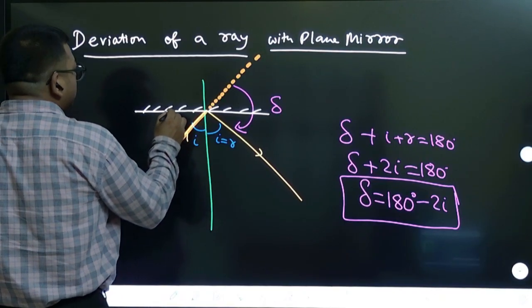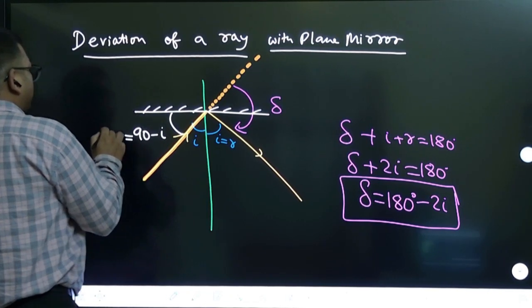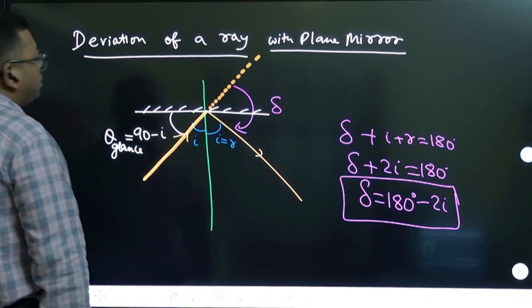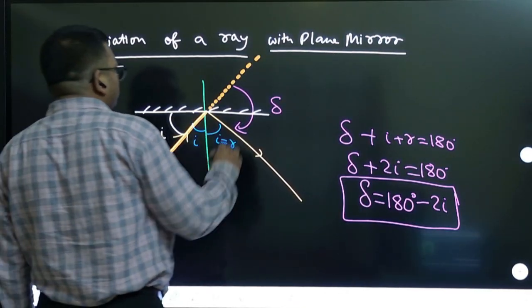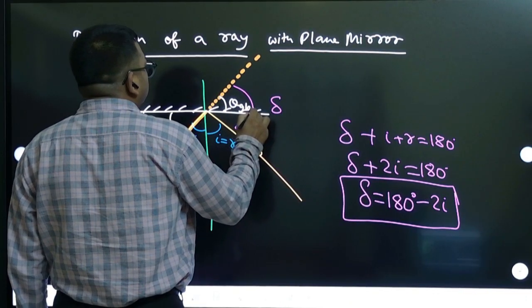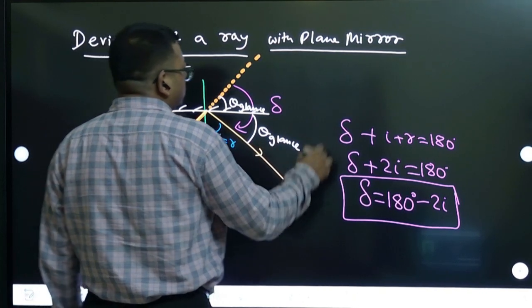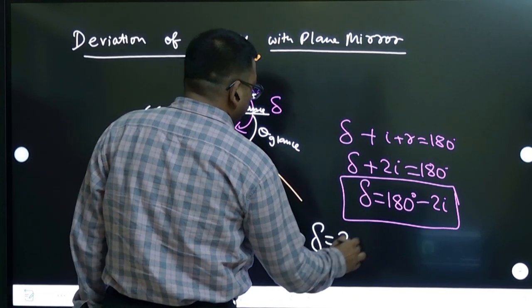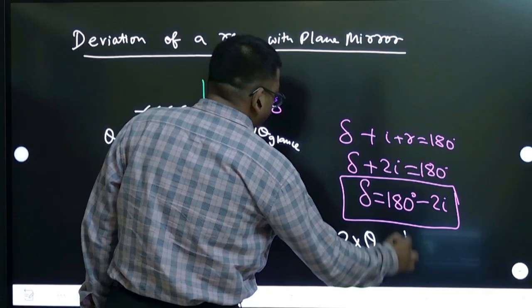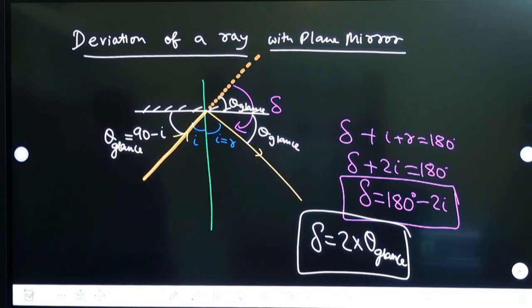Also note that this angle, which is 90 minus I, is called the glance angle, theta glance. So this angle is also going to be theta glance, and this angle also is going to be theta glance. So deviation can also be written as 2 times the glance angle.